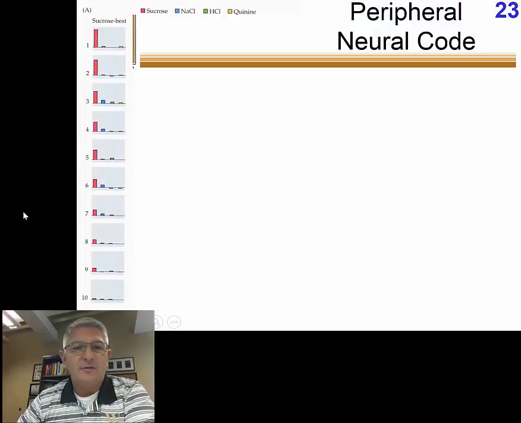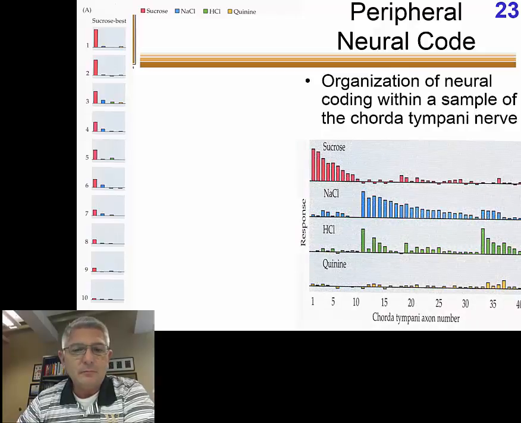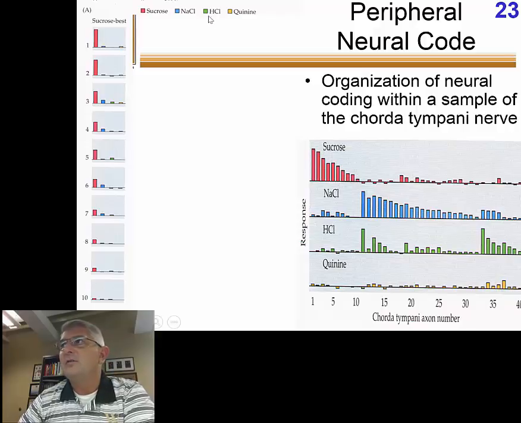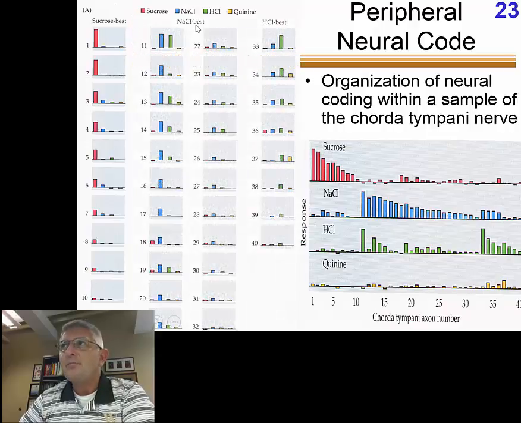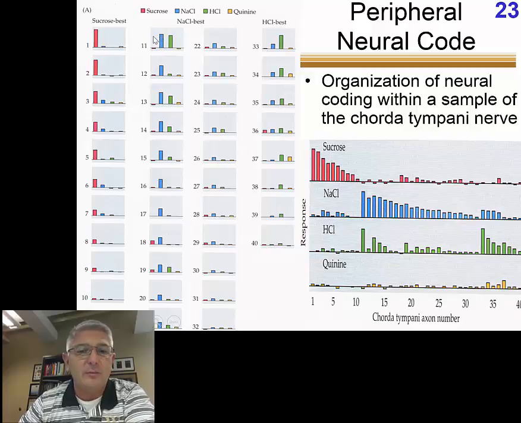Okay, so this is an experiment that we did in the laboratory where we were recording from 40 different single chorda tympani neurons. And you see that we had some shown here that responded best to sucrose and really didn't respond to salt, sour, or quinine. If we organize the other neurons based on which stimulus they responded best to, we see that we have some that are salt best and some that are acid best.